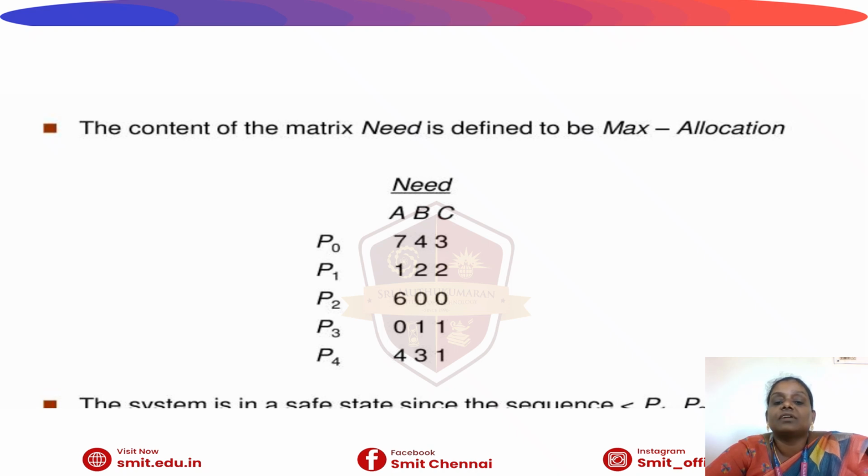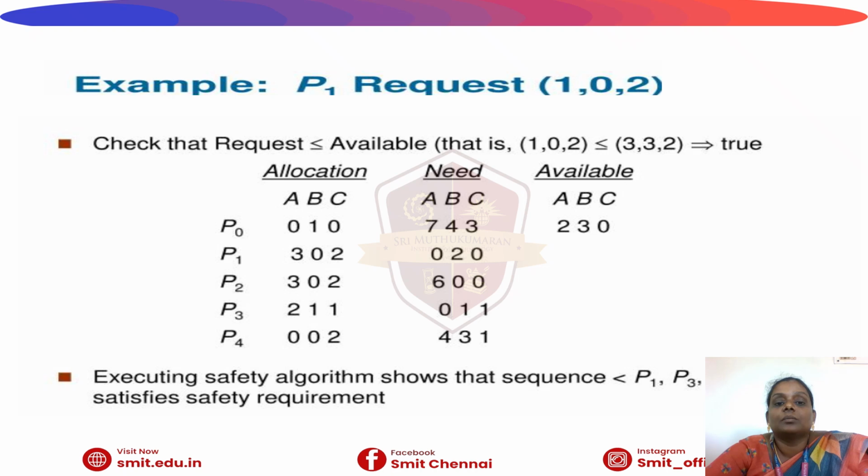After finding the Need, process P1 makes a request. The request 102 is less than or equal to Available. Yes, the condition is true, so the resources are made available. It uses the available resources and enters the CPU, and while completing the task, it terminates and releases the resources.